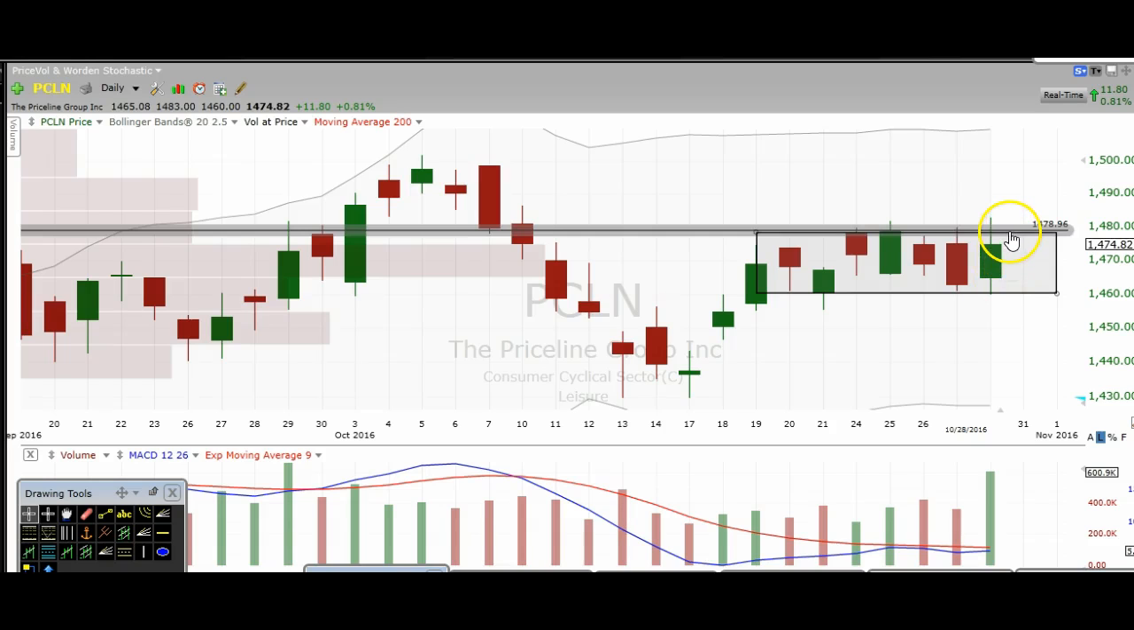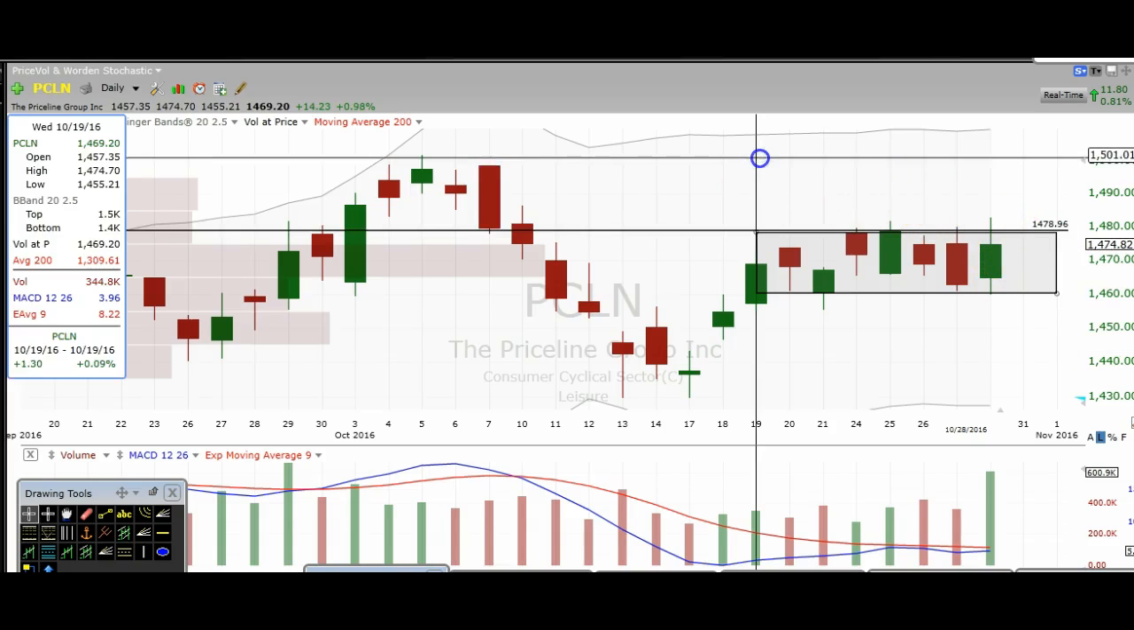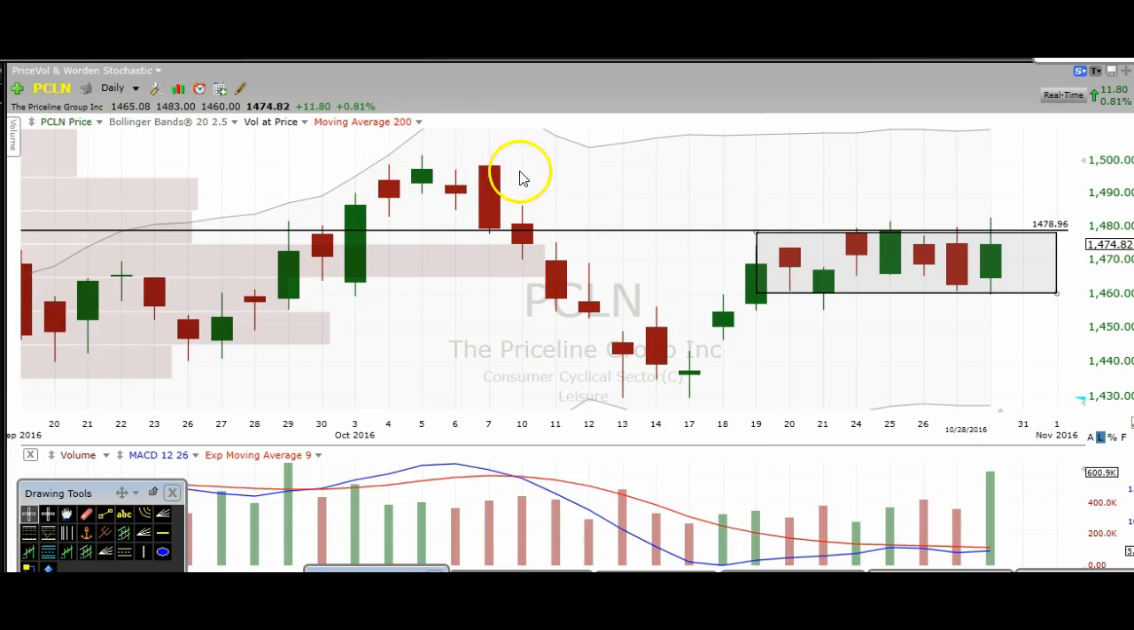So if we break over 1480, we're going to come up here and retest these highs at about 1500, which makes sense because these are previous touches right here. We've got 1, 2, 3, 4 days right here which tested that level. There's definitely some resistance right there.